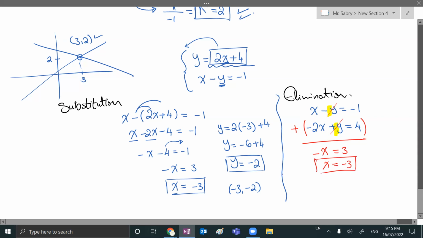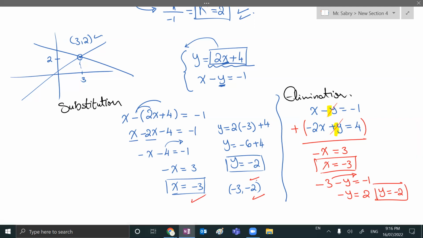This will give me the value of x as negative 3. Once you have the value of x, just substitute in any of the equations to get the y. So I'll say negative 3 minus y equals negative 1. I'll move the negative 3 to the other side. Negative y equals 2, which means y is equal to negative 2. So now I get x and y, which are exactly the same in both methods. Is this clear?